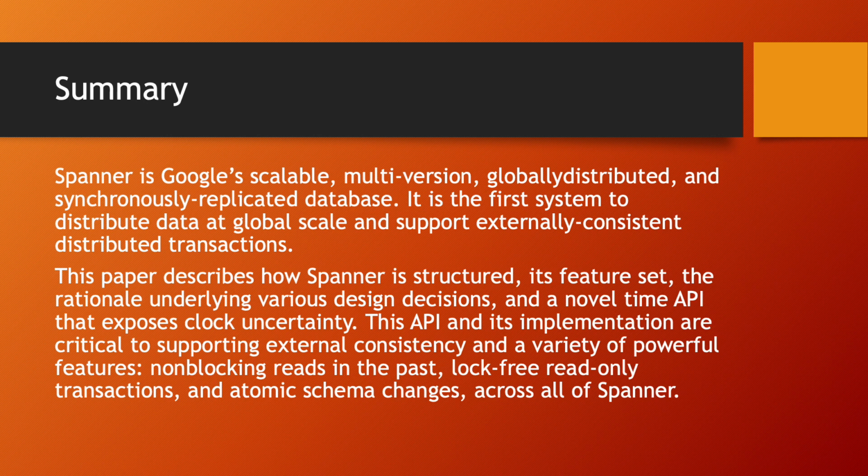API that exposes clock uncertainty. This API and its implementation are critical to supporting external consistency and a variety of powerful features, that is, non-blocking reads in the past, lock-free read-only transactions, and atomic schema changes across all of Spanner.